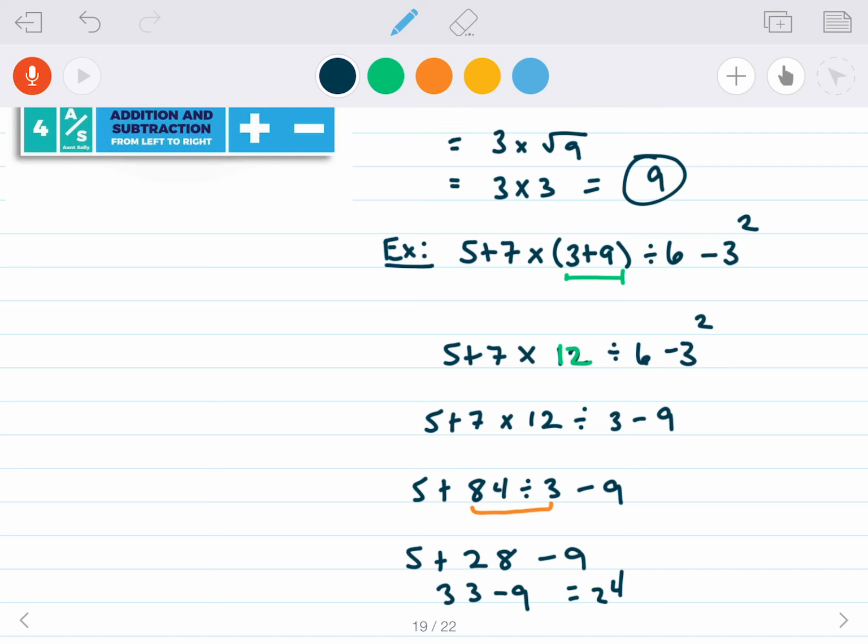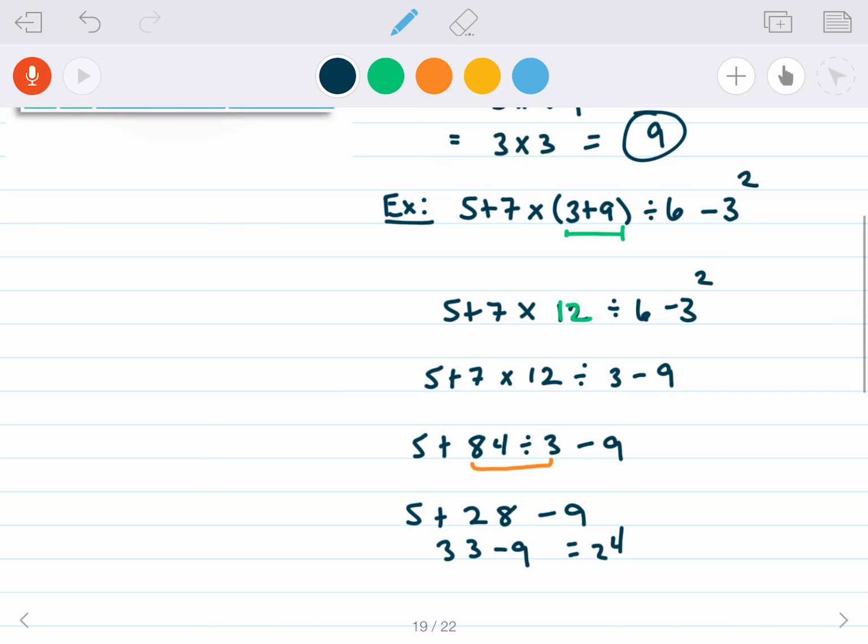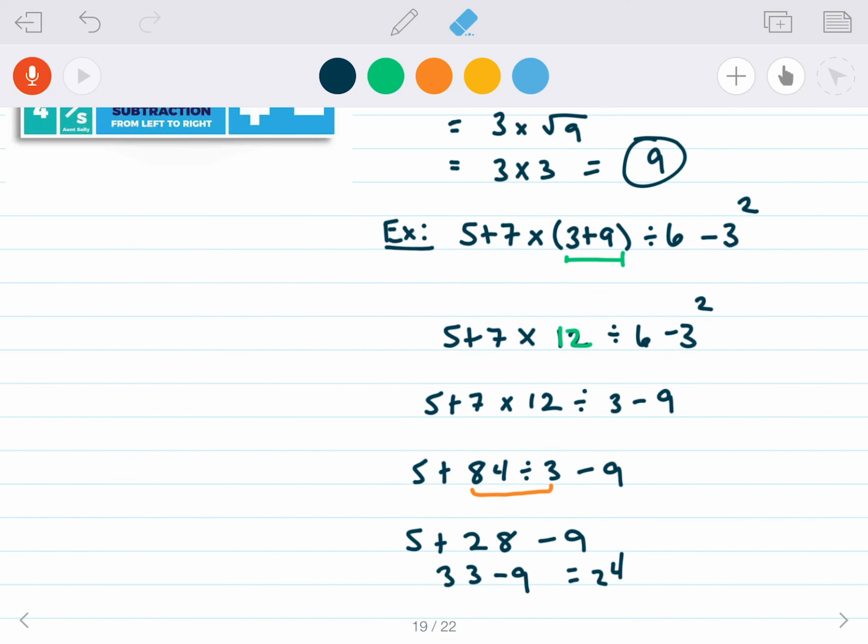Did I do something wrong? Let's see. 5 plus 7. I think I did something wrong. Now we have to figure out what it is. Let's see. 84 divided by 6. I think I did something wrong. Let's try this again.